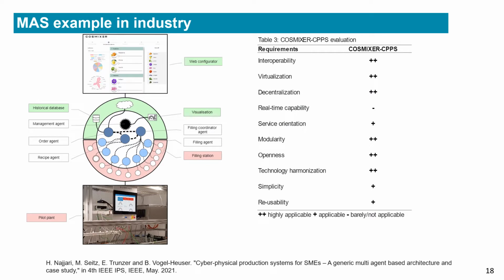Yet another example of utilizing multi-agent systems in industry has been introduced in this research, where Cosmixer has been introduced, which is a system for mixing cosmetic products. As you can see, some of the requirements have been strongly achieved, like interoperability, virtualization, decentralization, modularity and openness by utilizing agents. And agents have been used in different stages of manufacturing and mixing processes.